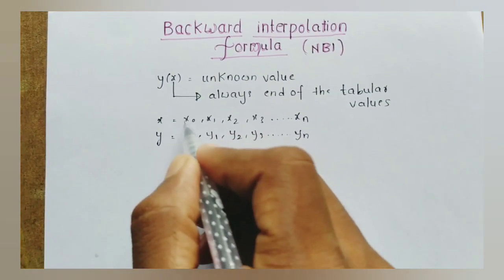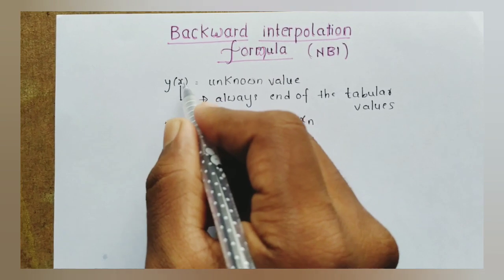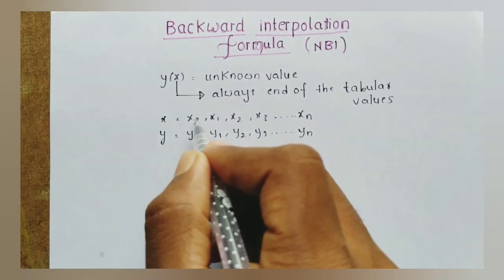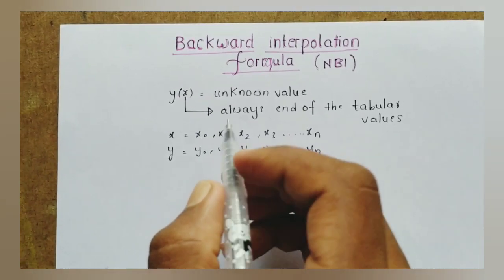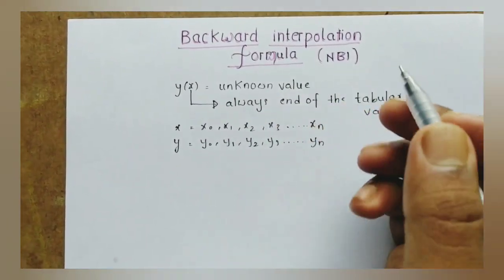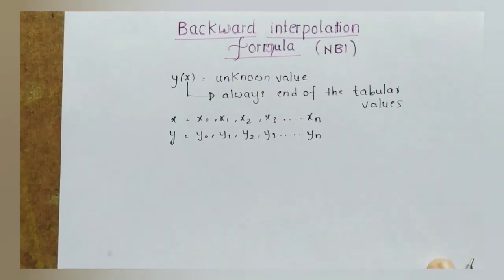Here, if the x value is x0, that means x0 is the starting value of the given values, then in that condition we use the forward interpolation formula. But in this condition we use the backward interpolation formula.